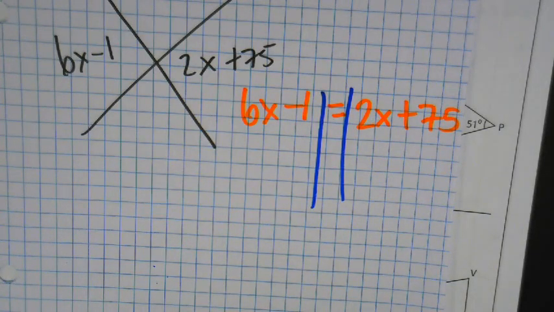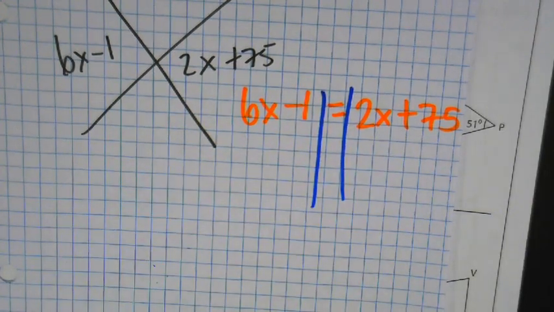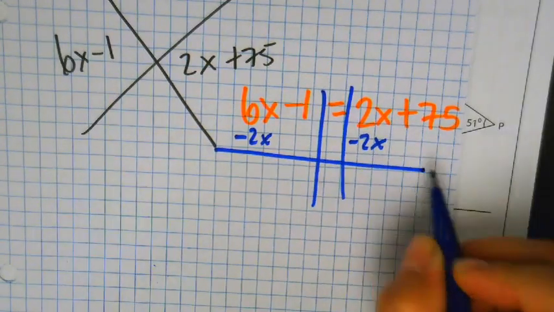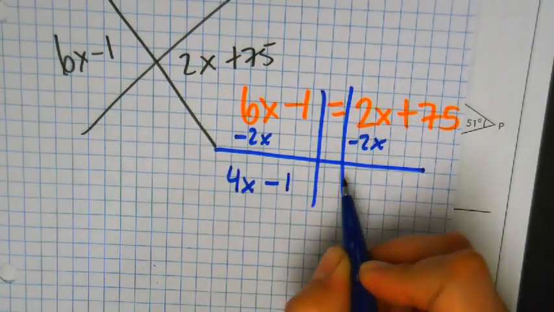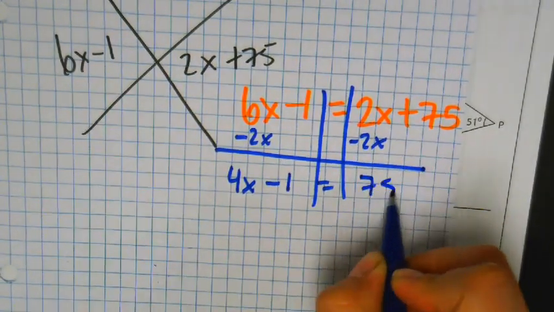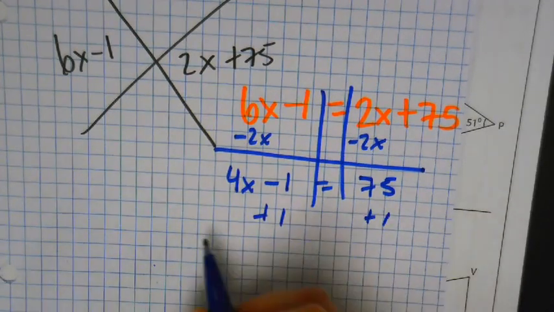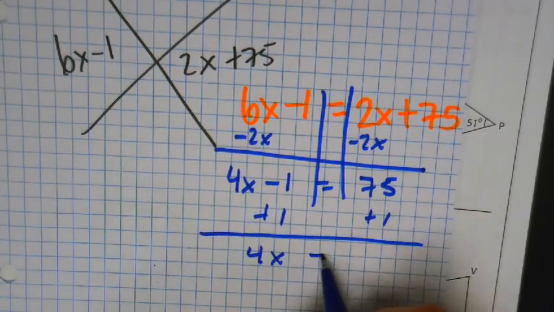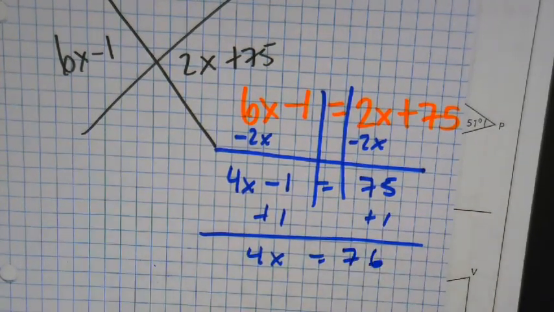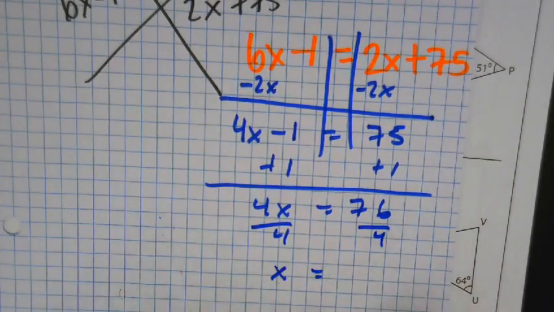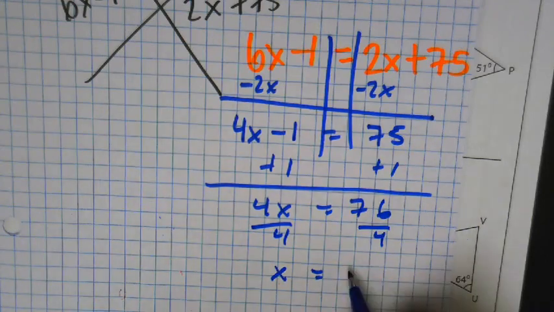Okay, so move the x. Which one? The 6x or the 2x? 2x. Move the smaller one. So that's 4x minus 1 is equal to 75. Now what do I move? The 1. Plus 1. 4x equals 76. Divide by 4. X equals 19.